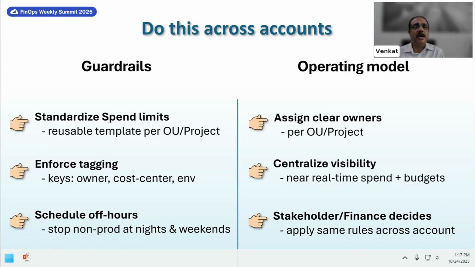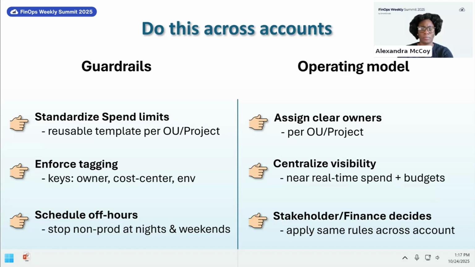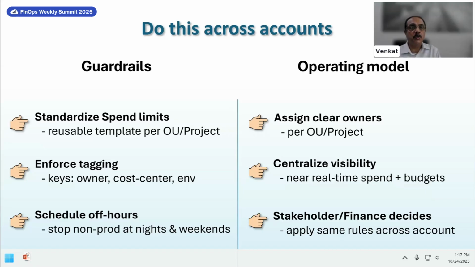Then, operating model. The operating model is to assign a clear owner. Every account or every project has an owner associated. So you need to assign that owner at the OU level and project level, and make sure they are responsible for the cost consumption.